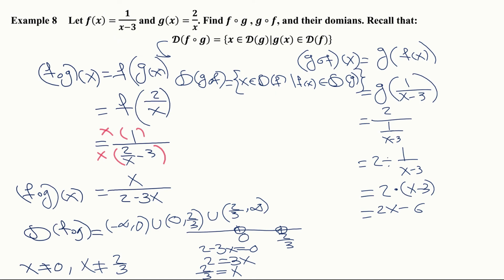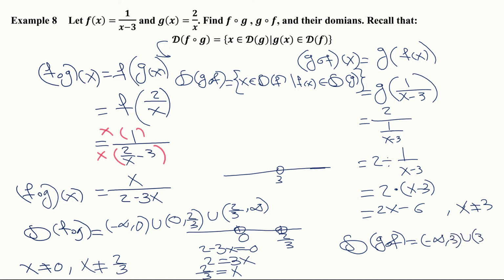So given that that's the only problem causing number, we want x not to be equal to 3. So the domain of g circle f is going to be basically all real numbers except 3. When you look at it on a number line, you're just going to have a gap at 3. So we're going to have negative infinity to 3 union 3 to infinity, like so.